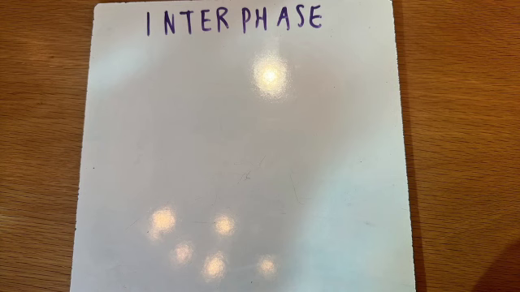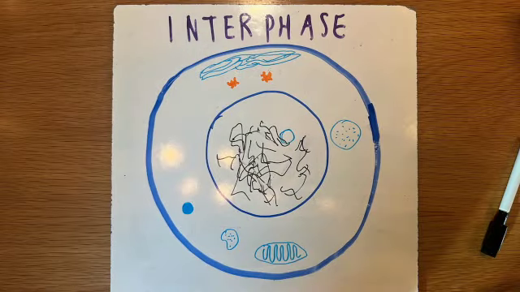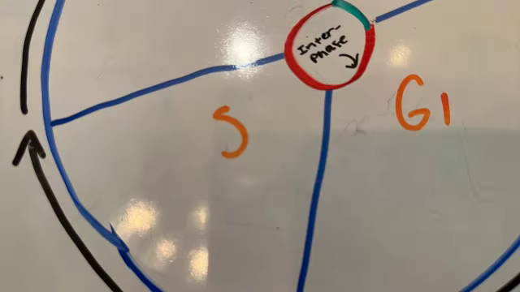Now the first phase for the mitosis cell cycle is interphase. This is the longest stage of the cell cycle where the cell prepares itself for division. It includes the checkpoints G1, S, and G2.